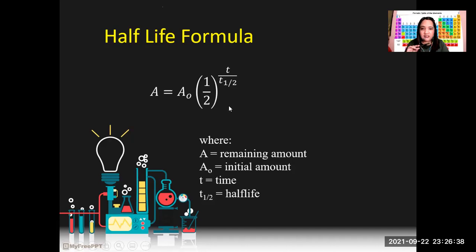So let's get the different parts of that equation. A here will be the remaining amount. For example, you begin to analyze the isotope at the onset, and it has a certain amount. Eventually, after it decays, the amount will be different. That will be the remaining amount. A sub O will be the initial amount. And 1/2 is just part of the formula. It is raised to T over T 1/2, where T is the time for which you're asked to compute the half-life, and T 1/2 will be the half-life.